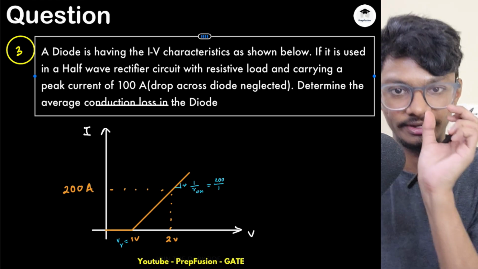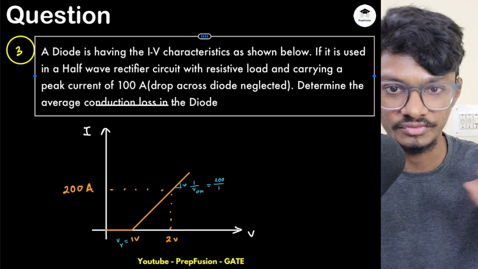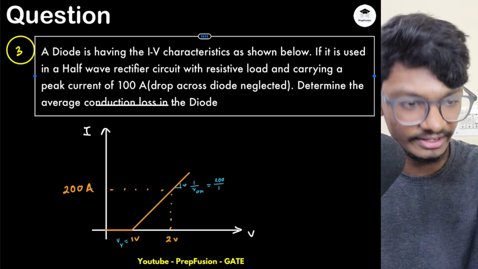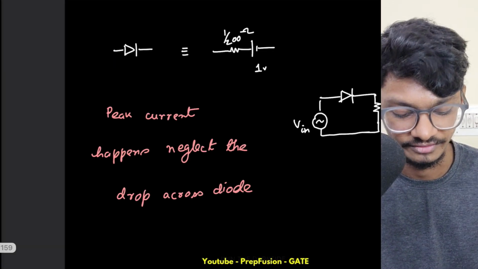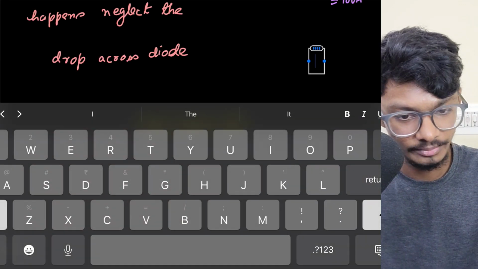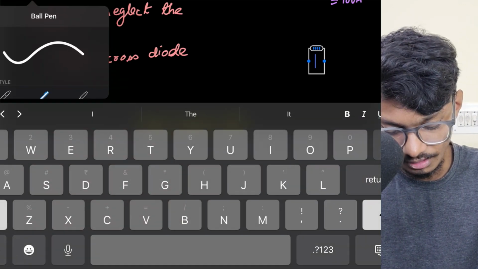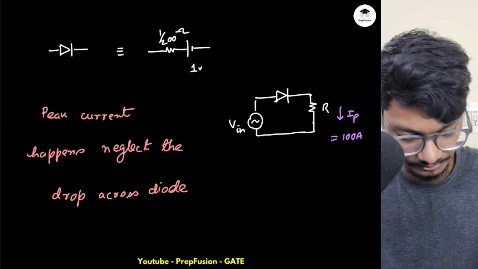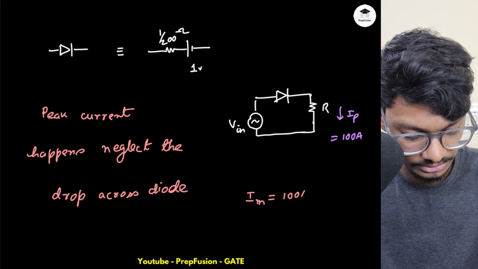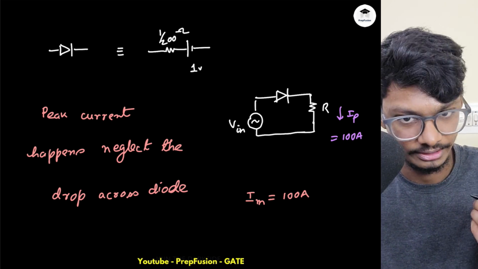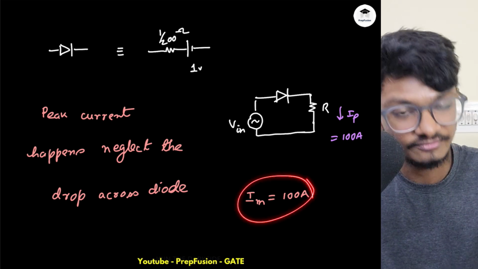If one number is 100 and another number is 0.1, obviously 100 is very large compared to 0.1. Even if I add 100 and 0.1, it will be 100.01, and that won't make much of a difference. That's why we can neglect it. So when peak current happens, I have been given that IM is 100 amperes.